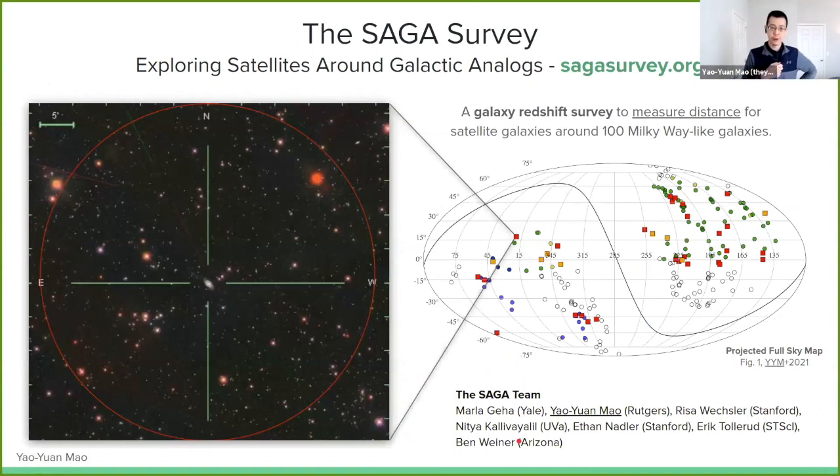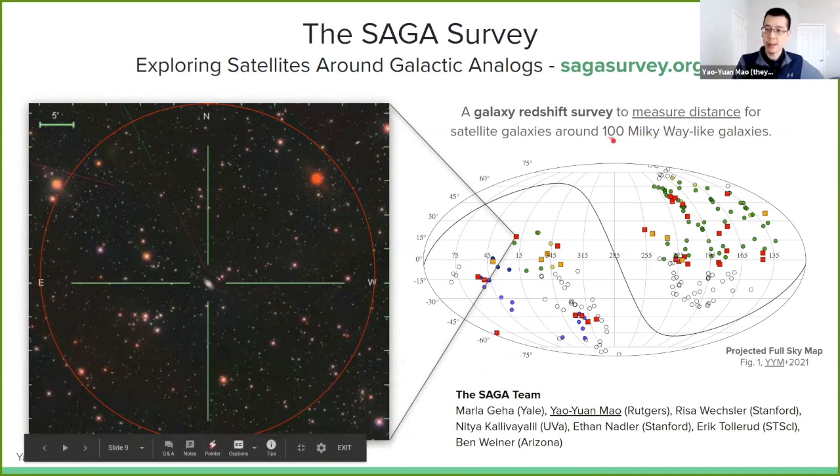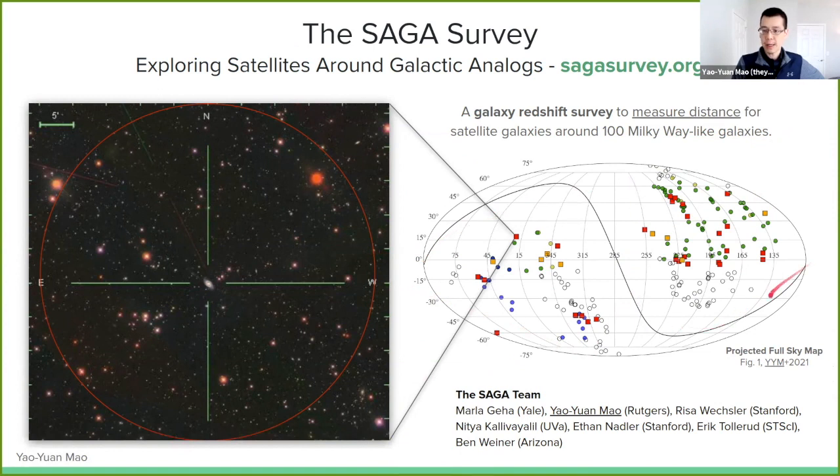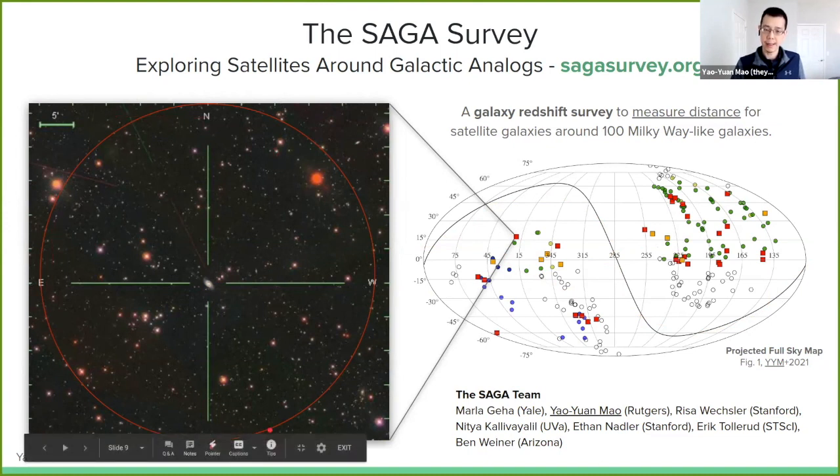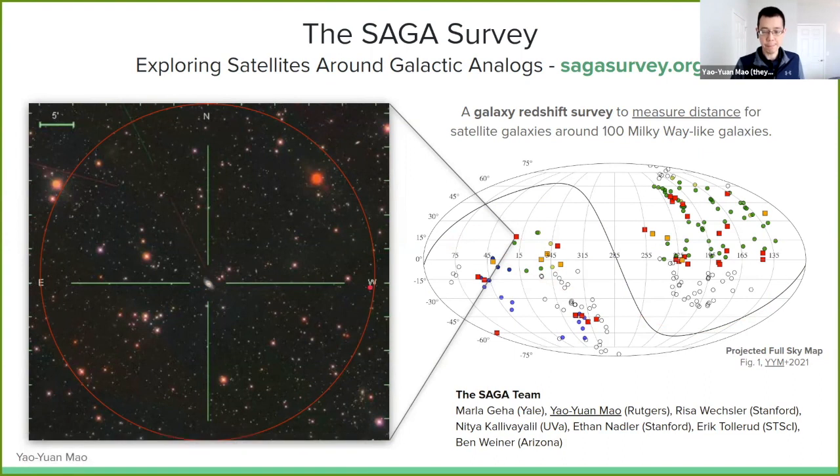So here's just to show you the footprint of the SAGA Survey. As I said, we are trying to get about 100 Milky Way-like galaxies. We avoid the galactic plane just because there's high star population contamination for us, not for others, they are great objects to study as well. For each system, we look into around 0.5 degree in radius, which roughly corresponds to the virial radius of the corresponding dark matter halo. Basically, we're trying to find satellite galaxies in this field of view.